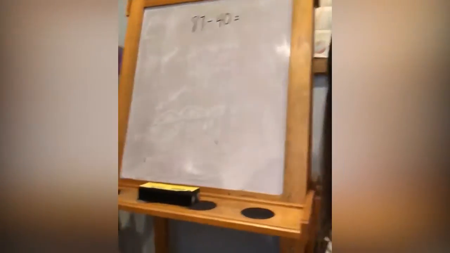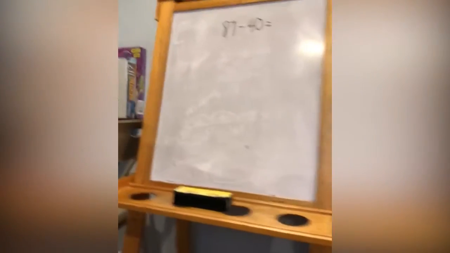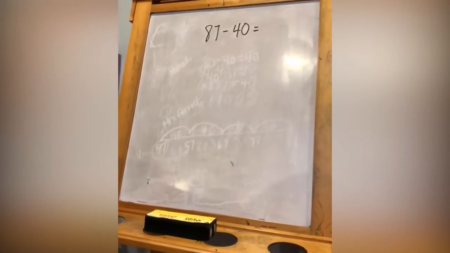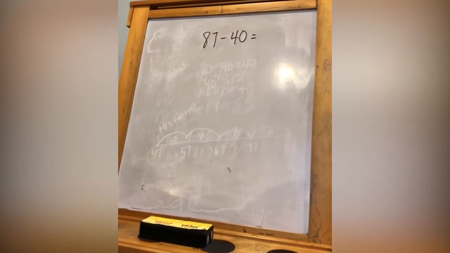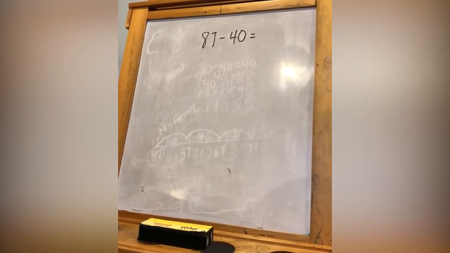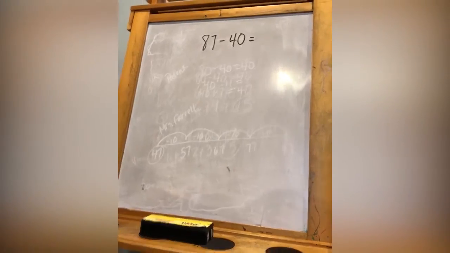So we're going to do a number talk today. The first one we're going to do is we're going to work on some subtraction within 100. We're looking at the problem 87 minus 40. So go ahead and share with me what your thinking is, or share with someone around you what your thinking is. Think if you agree with the strategies that are shared.